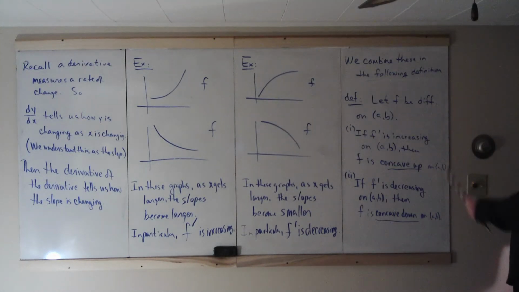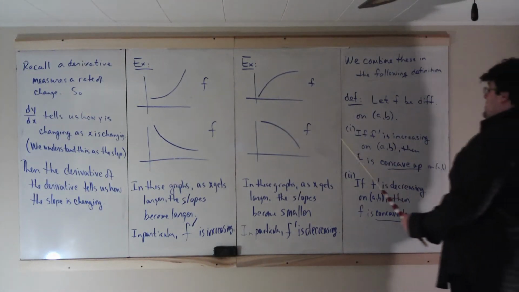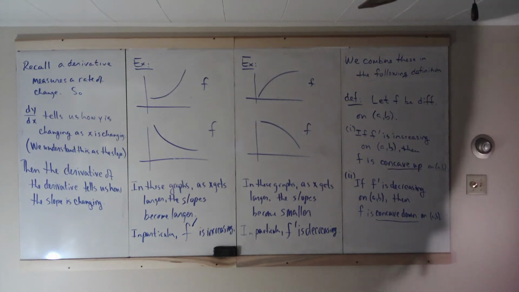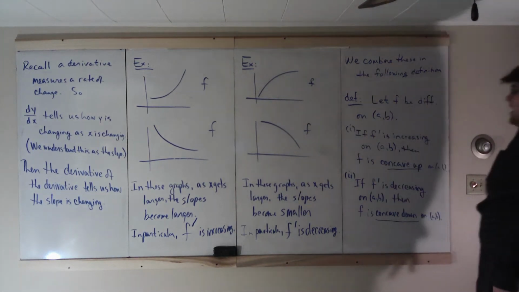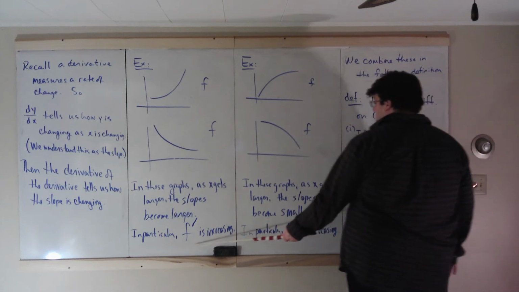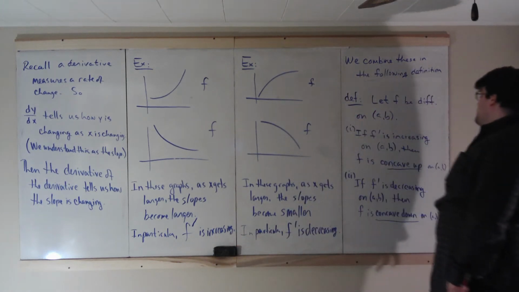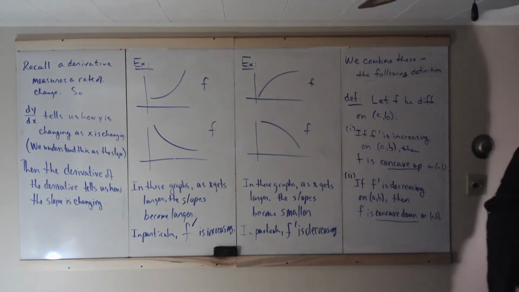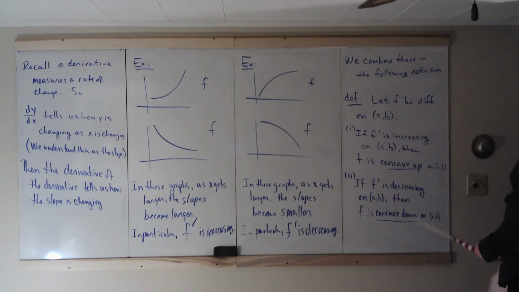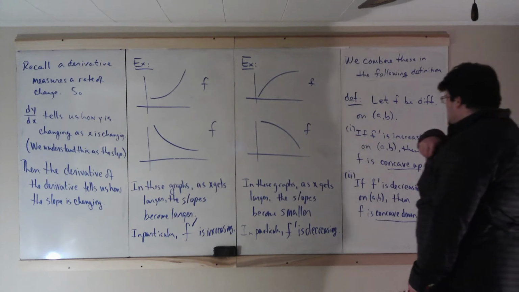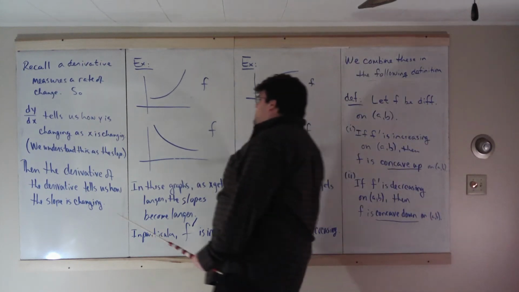If f prime is increasing, then f is concave up. So if f prime is increasing, then f is concave up on the interval. Similarly, if f prime is decreasing, then f is concave down on the interval. Now, what does that mean? Well, what does that look like, I should say?